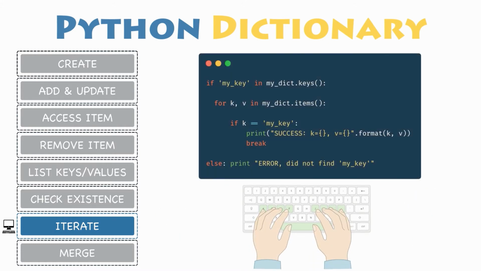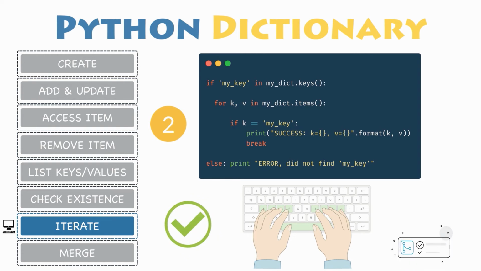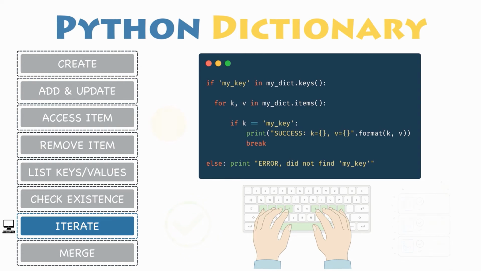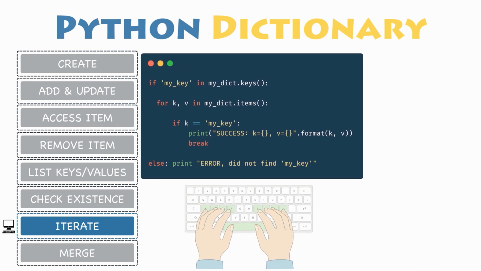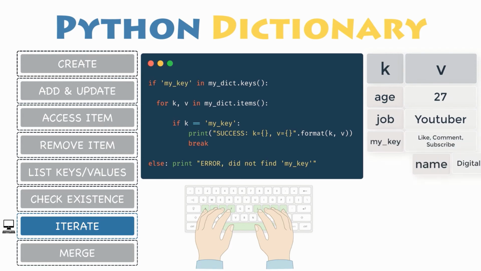Here is a solution, and it may vary from yours. First, check whether my_key is in the dictionary's keys, so you don't have to iterate through the dictionary if not necessary, and save some time for your program. Then, if this expression returns true in the if statement, iterate through the dictionary using a for loop. Combined with the items function, you will get a tuple key-value for each iteration. Unpack it into two variables, k and v, so that you can later access them individually.